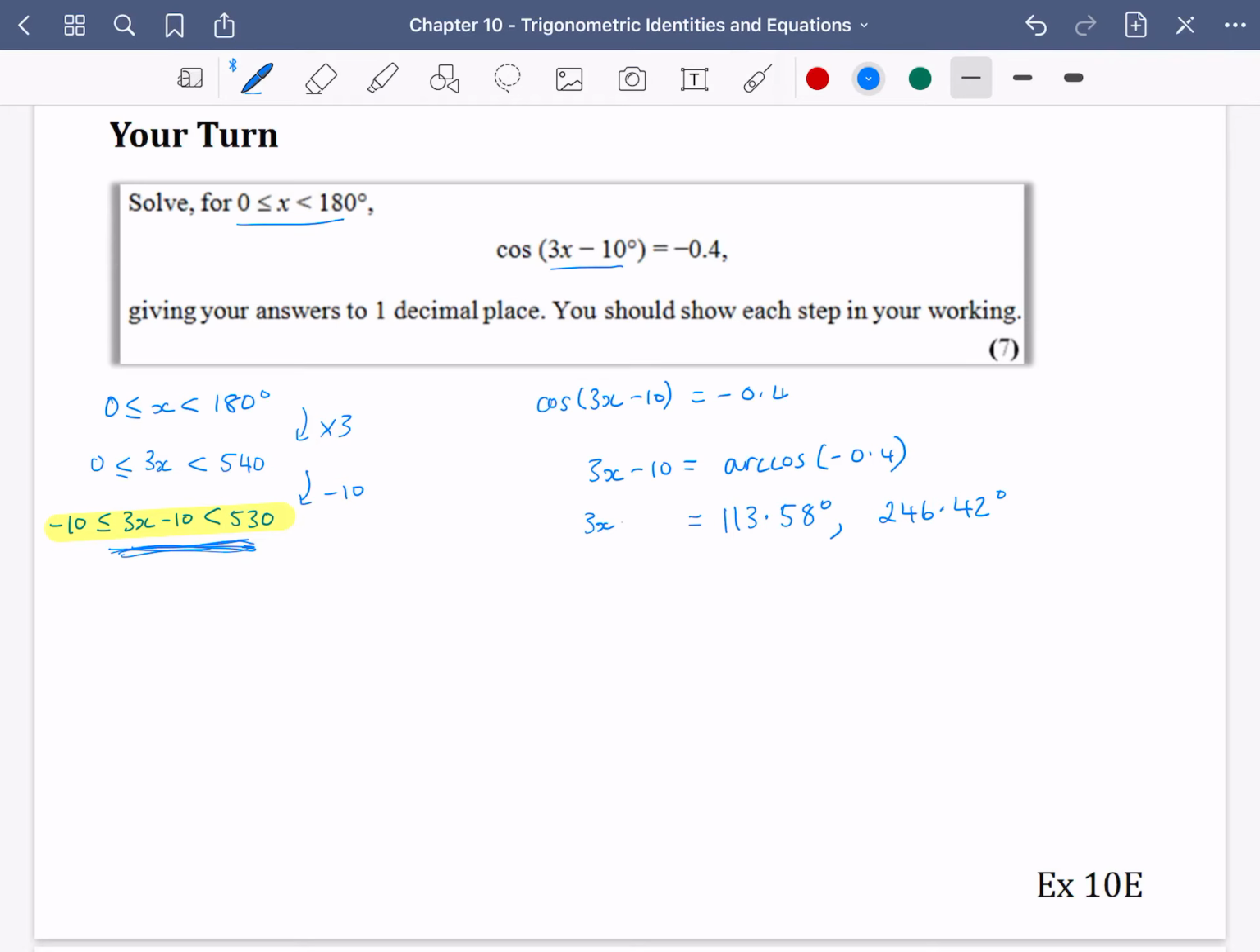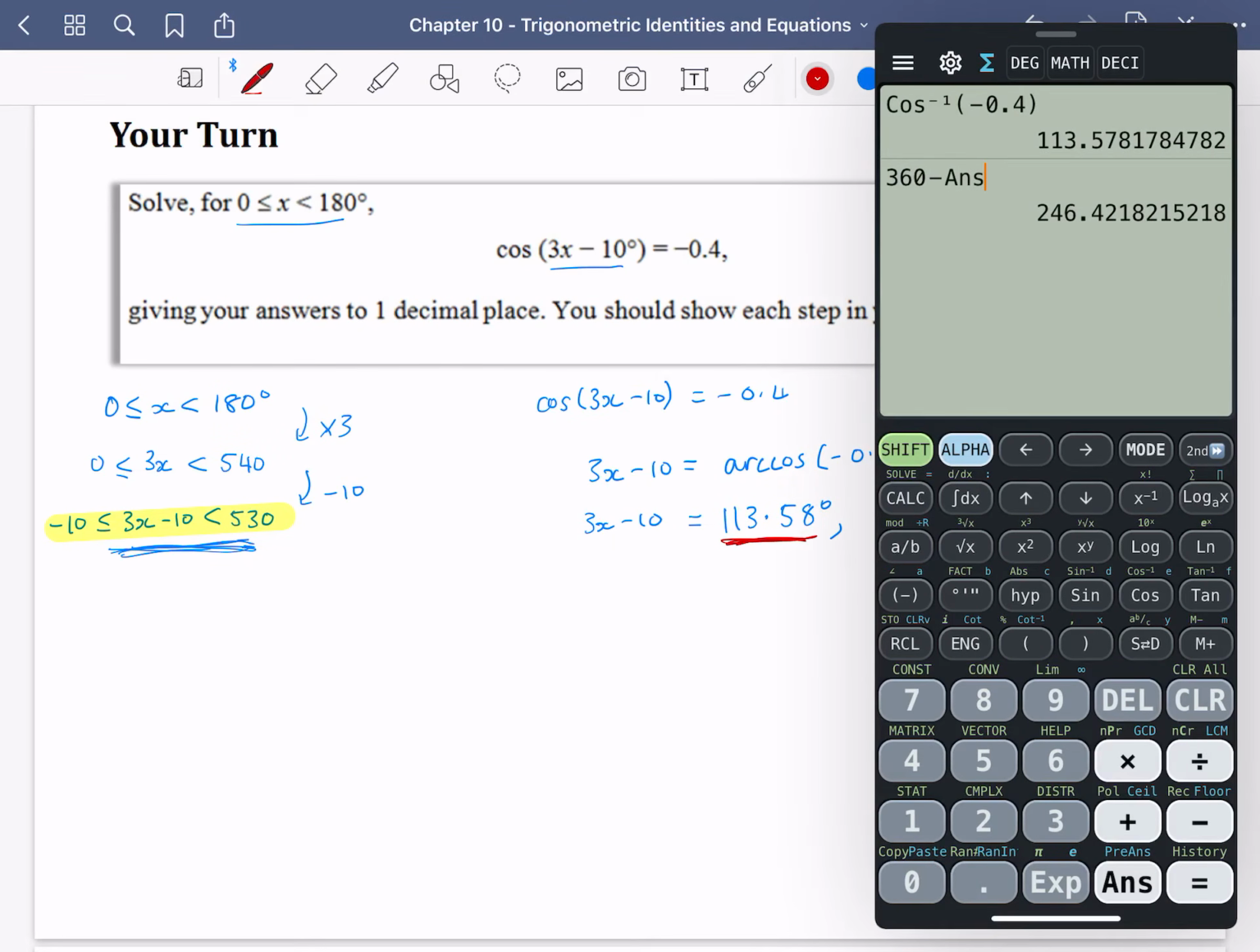So using this one as my red one, if I added 360 to it, it looks like it is still going to stay in range. So there's my answer, 113.58. I'm going to add 360 to it, and I get 473.58 degrees. Now, if I added another 360 to that, clearly it's going to be bigger than 530, so I'm not going to do any. And just to show you, if I took 360 degrees away, it obviously goes below minus 10.